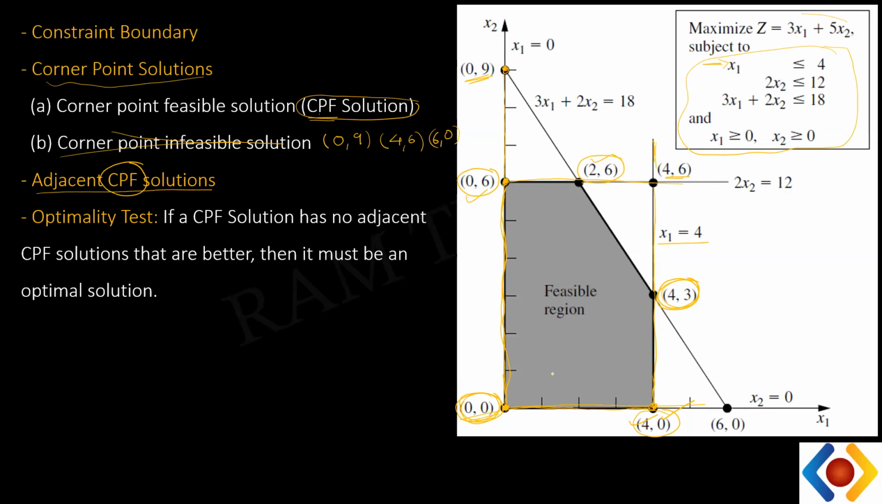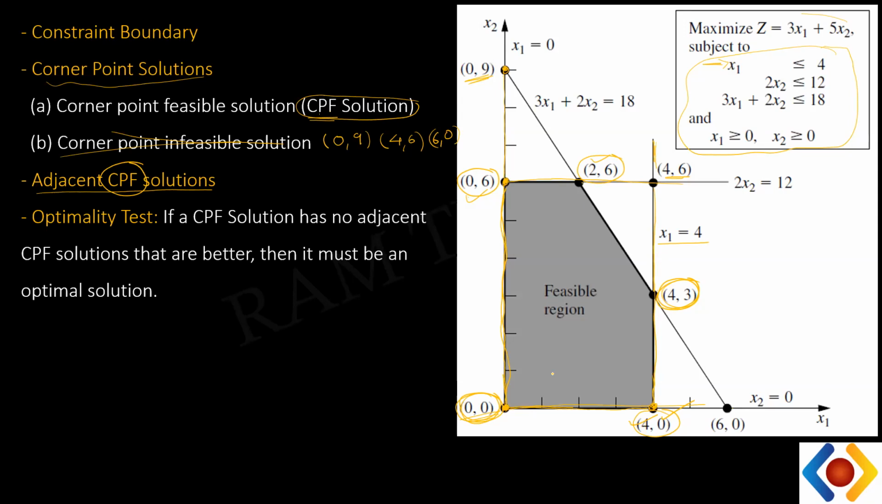What we observed yesterday is that when you start moving the profit function line through this region, it is going to give you the optimum result whenever it hits one of the corners. You all agree with that? Yes. Not just any of the corners? Any one corner. We don't know which one. Could be any one corner, right?